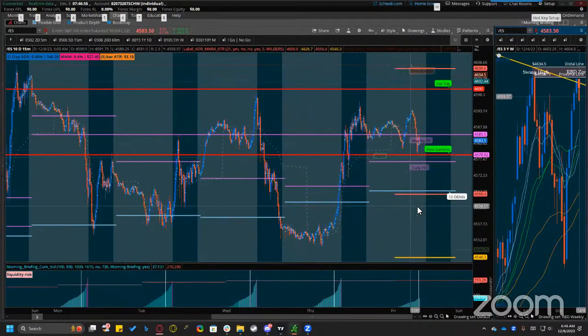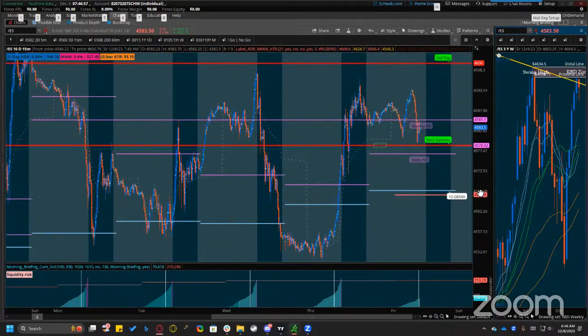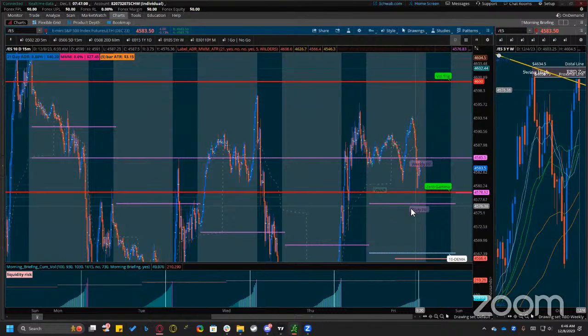We have an MDP so far this morning. MDP is a missed daily pivot. It's not my strategy, but if you learn about it, you'll learn why I think it's useful in analysis.